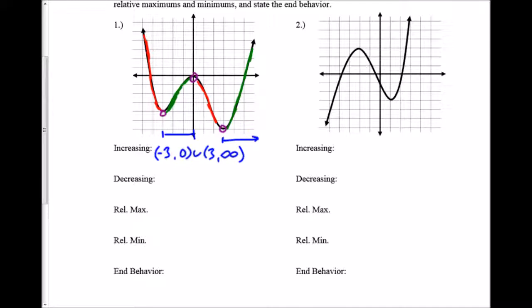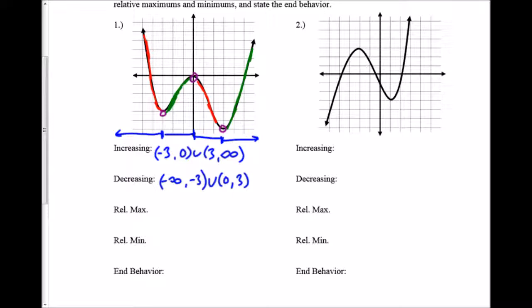And then in terms of decreasing, it's decreasing where I have it in red, so it decreases from here until the -3, so from -infinity to -3. And then it also decreases from the 0 to the +3, so from here to here. Okay? Increasing and decreasing.